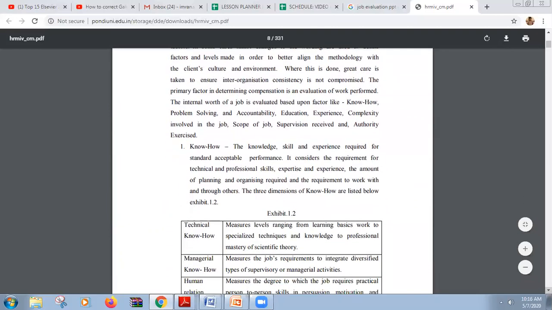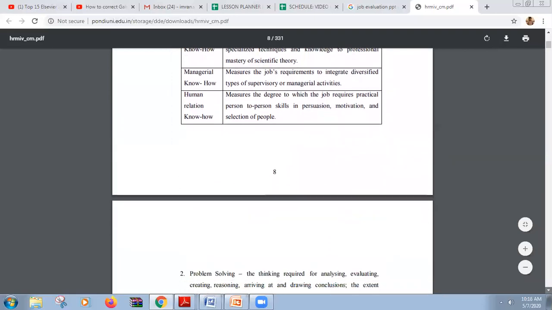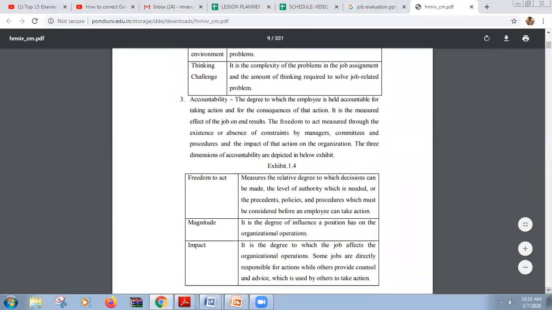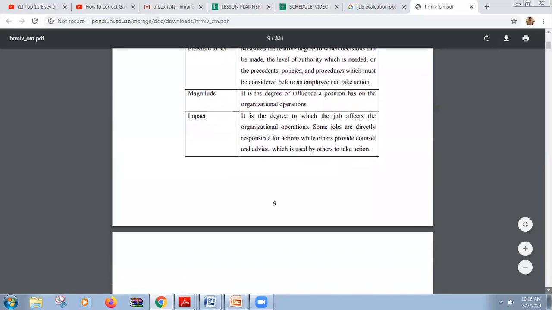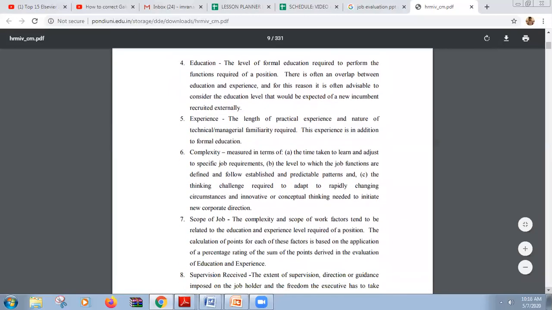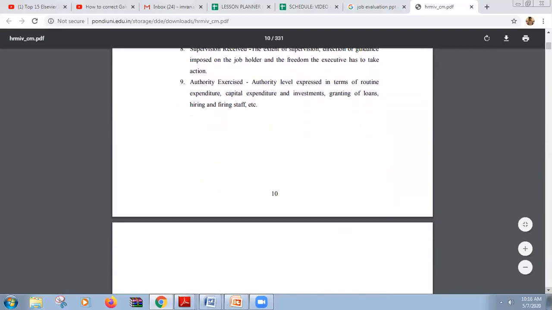First is know-how: the knowledge, skill, and experience required for standard acceptable performance. What technical skills are required for a person? Then managerial know-how, human relations know-how, and then problem solving and accountability. These are the factors that are involved for a particular job evaluation.